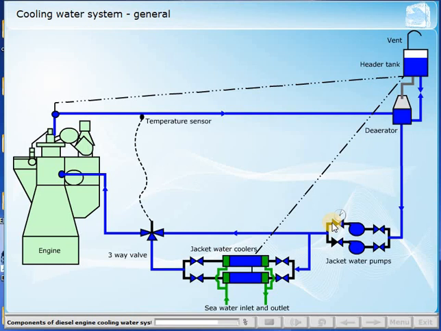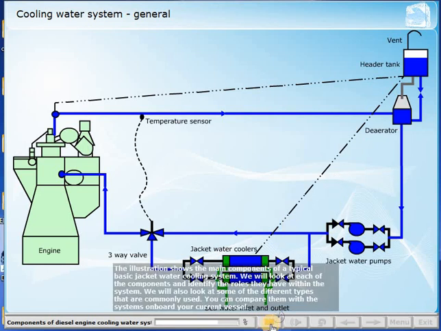The illustration shows the main components of a typical basic jacket water cooling system. We will look at each of the components and identify the roles they have within the system. We will also look at some of the different types that are commonly used. You can compare them with the systems on board your current vessel.